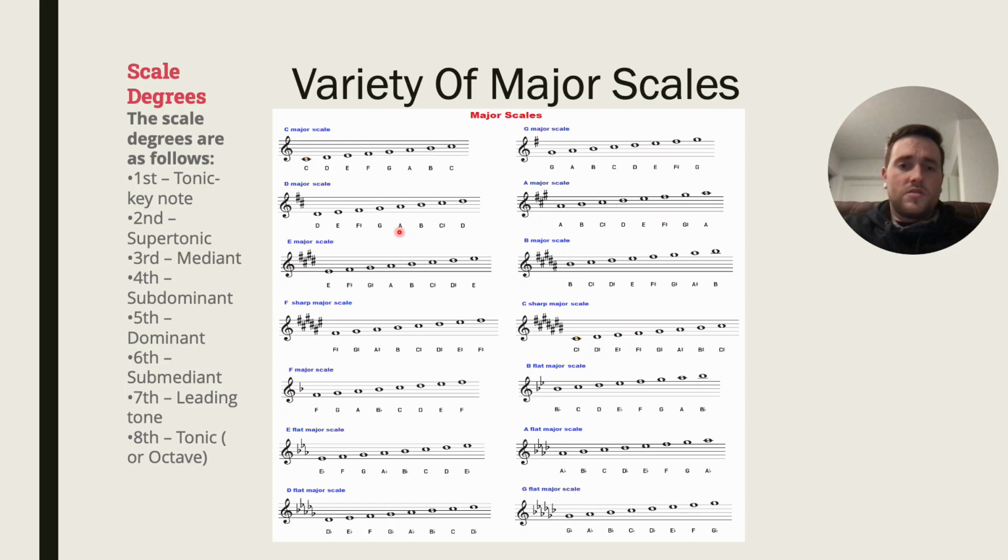The second note is supertonic, third is the mediant, the fourth is subdominant, the fifth is dominant, sixth submediant, seventh leading tone, and eighth is the tonic or the octave of the scale. So these are some major scales here. You have sharps and flats in the different key signatures.